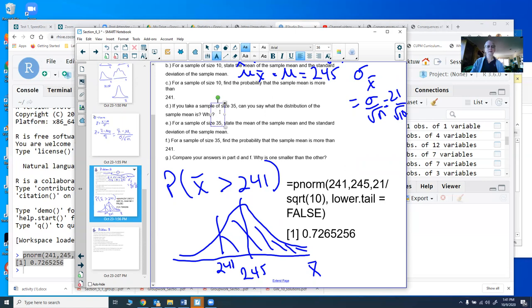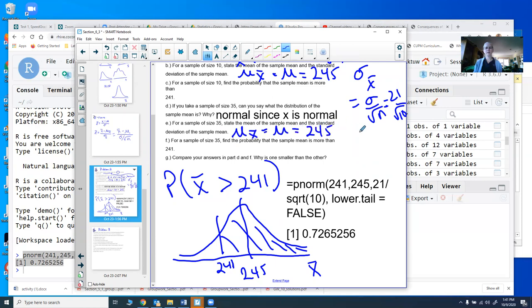Well, again, just as before, it's normally distributed since X is normally distributed. So I don't need to go through anything. I don't need to look at the sample size even because I knew my X was normally distributed. So it doesn't matter what the sample size is. My sample mean, and I'll write this. You can't really type that. My mean of X bar is the same as my mean. Doesn't matter what the sample size is, so it's still 245.